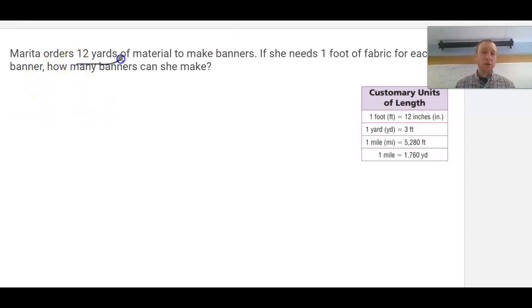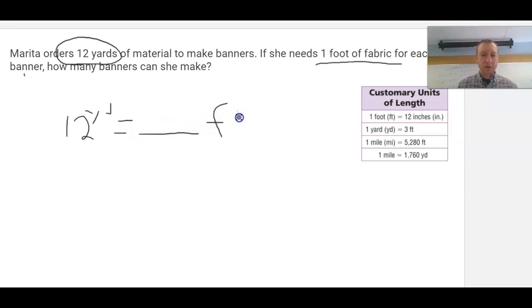Marita orders 12 yards of material to make banners. If she needs 1 foot of fabric for each banner, how many banners can she make? So this is the opposite, right? This time we're going from 12 yards, and we want to turn it into some number of feet, right? In this case, we're going from yards to feet. Yards are bigger than feet. When we go from a big unit to a small unit, we're actually going to multiply, and I'll show you why, right?